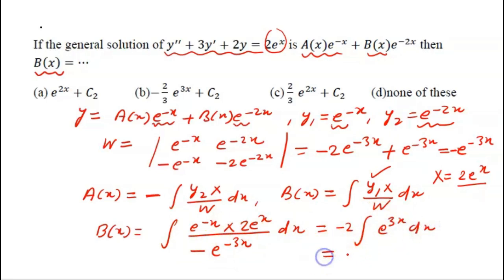So what is the answer? Answer is minus 2 e to the power 3x will give me e to the power 3x by 3 plus constant. Constant of integration. So I add c. So we got minus 2 by 3 e to the power 3x plus c. So which answer will be correct? Minus 2 by 3 e to the power 3x plus c2. Don't get confused with the term c2 here because it is also an arbitrary constant. So the correct option is B.